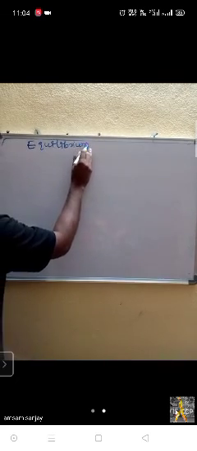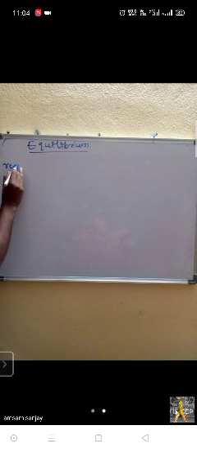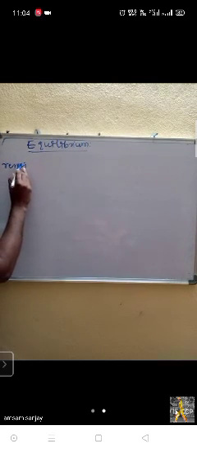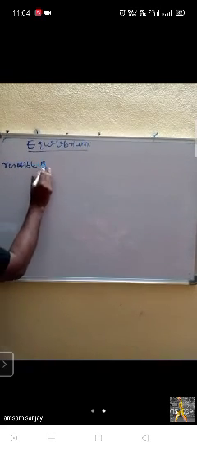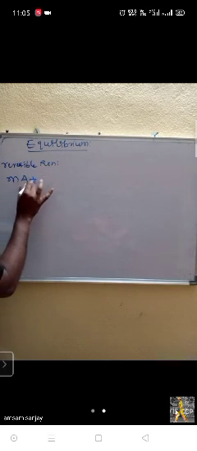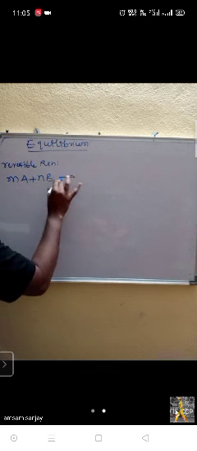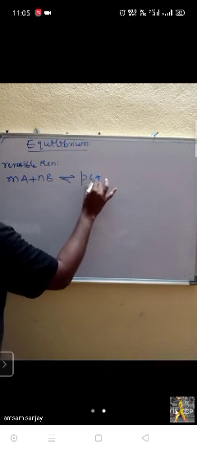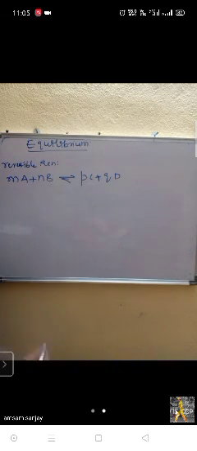In this one, I am taking a general reversible reaction: aA plus bB gives rise to cC plus dD. Carefully see here onwards. Equilibrium constant in terms of concentration is Kc.